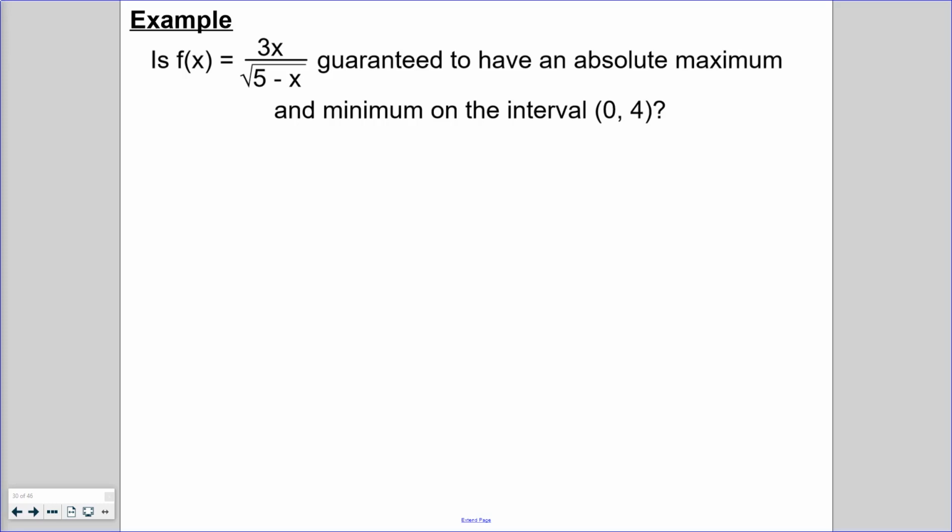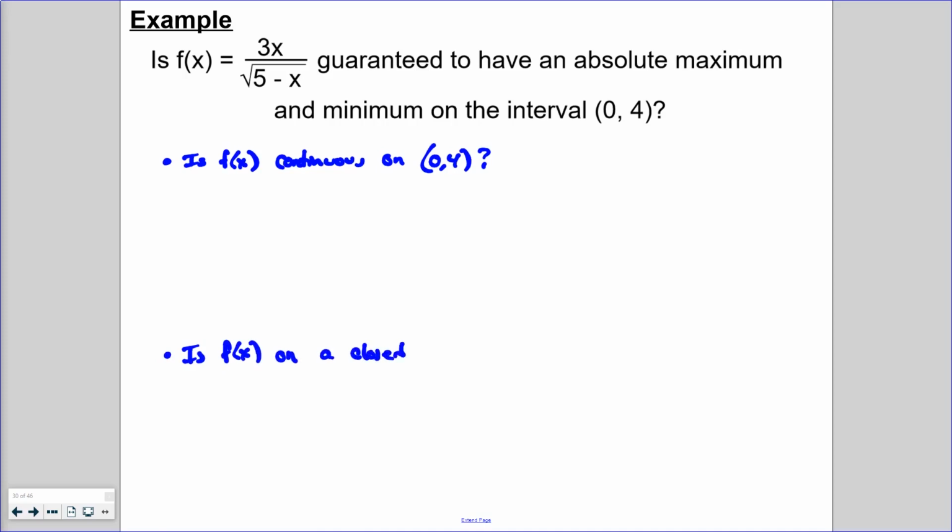In order for it to have an absolute max and absolute min, or in order for us to apply the extreme value theorem, two things have to happen. There are two conditions for the extreme value theorem. First condition is f of x is continuous on our interval 0 to 4. And the second condition is f of x is on a closed interval.